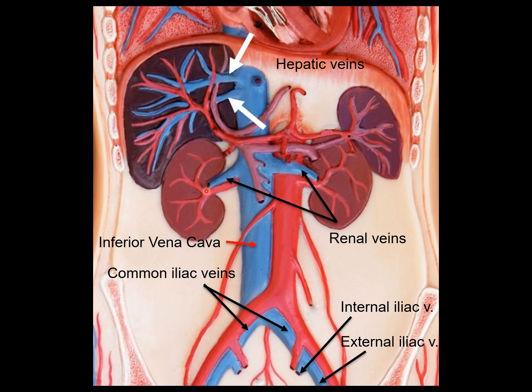We have the renal veins coming off each kidney. And then down here, we've got those iliac veins running with those iliac arteries. First being that external iliac vein and internal iliac vein, they all come together and become the common iliac vein, which will run and become the inferior vena cava.